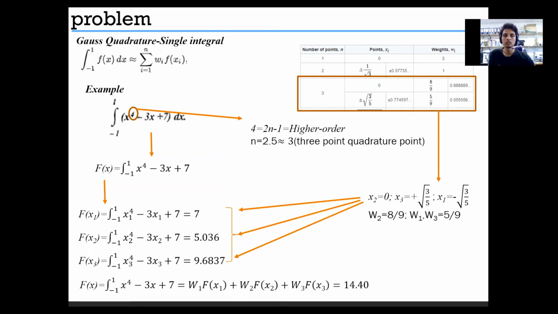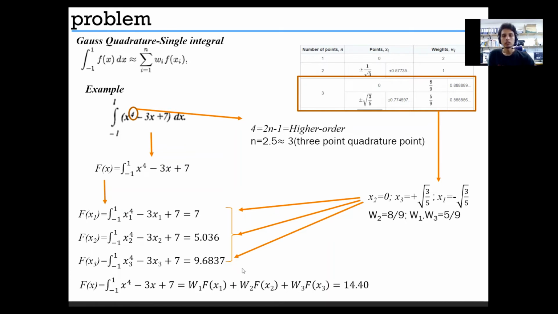We will plug this f of x1, x2 and x3 into the main formula. So the main formula was like before: w1 f of x1, w2 f of x2, w3 f of x3. There are three terms because n is equal to 3. If n is equal to 4, then we will go down to the table and get the x and w values and plug in here f of x1, f of x2, f of x3 and f of x4, something like that, and the terms would be 4.